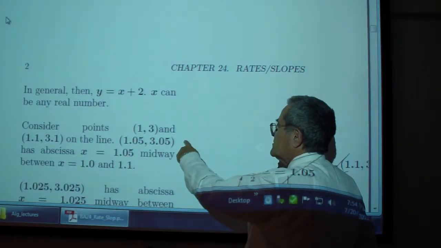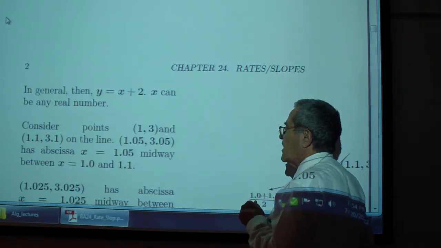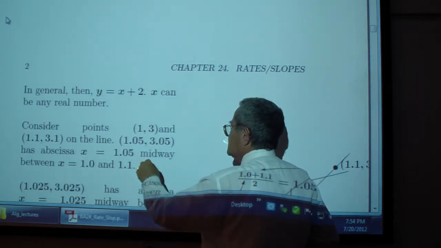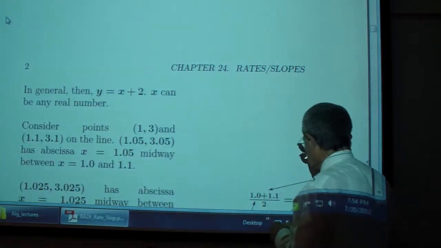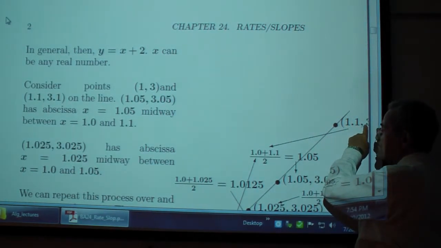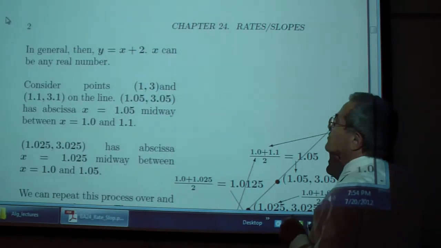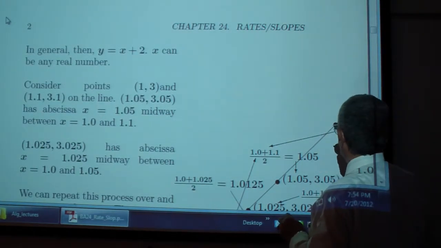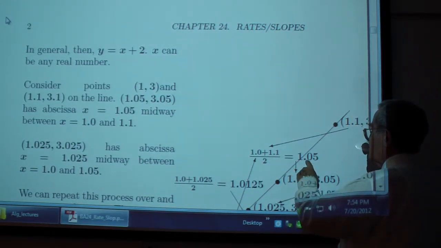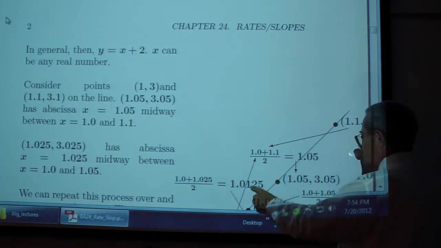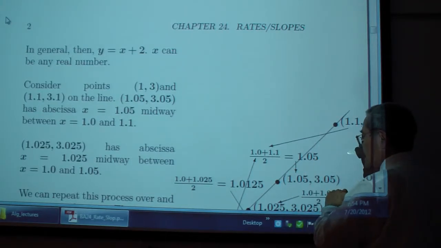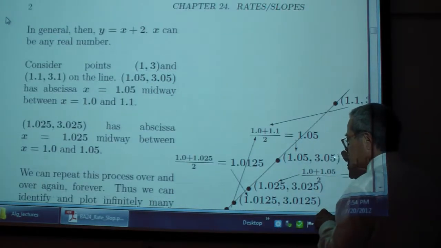Consider the points (1, 3) and (1.1, 3.1) on the line, and then midway between these two points, you have (1.05, 3.05). The midpoint of that is (1.025, 3.025). The midpoint of that, 1.0125.